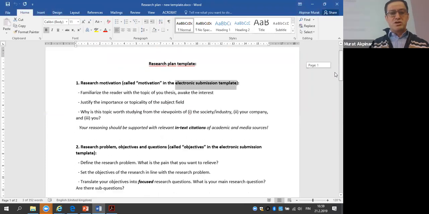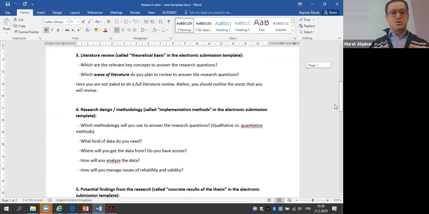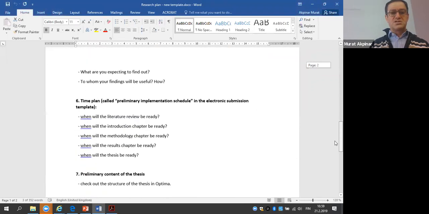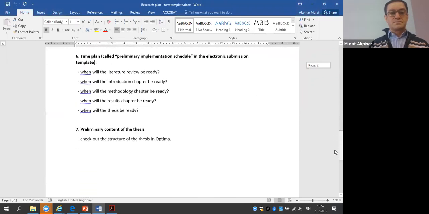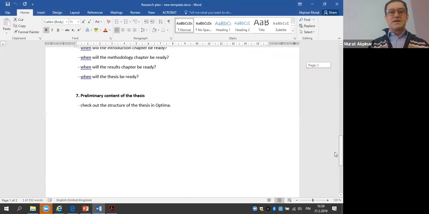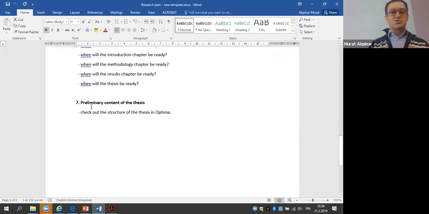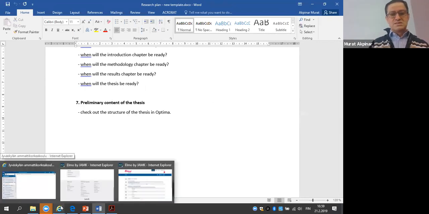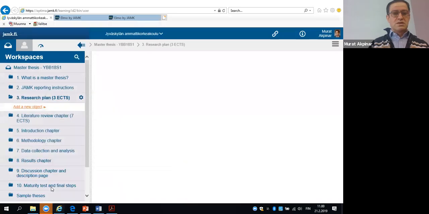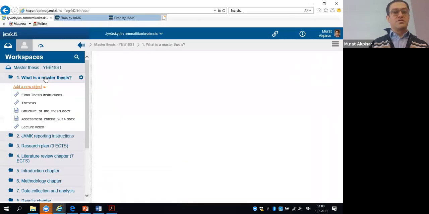And I will be sharing this template. So here we have all the sections. And in the electronic submission, there is also this kind of preliminary content of the thesis. I have shared with you already the structure in the first folder. So there is the structure of the thesis. I think this isn't so important at this moment.